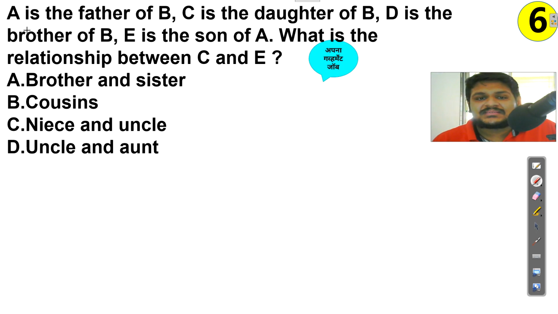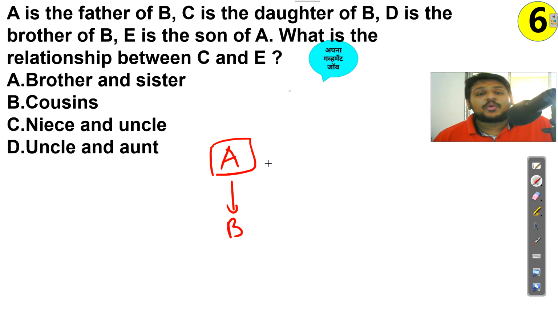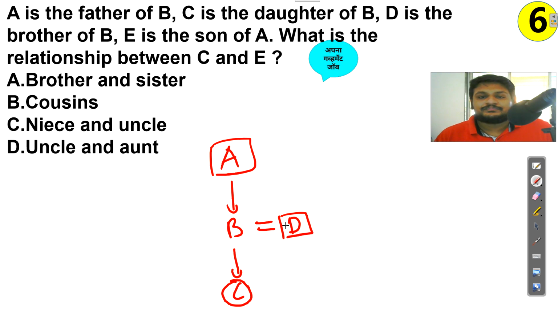Okay, see question number 6. A is the father of B. C is the daughter of B. D is the brother of B. E is the son of A. Okay, so E is also the son of A.